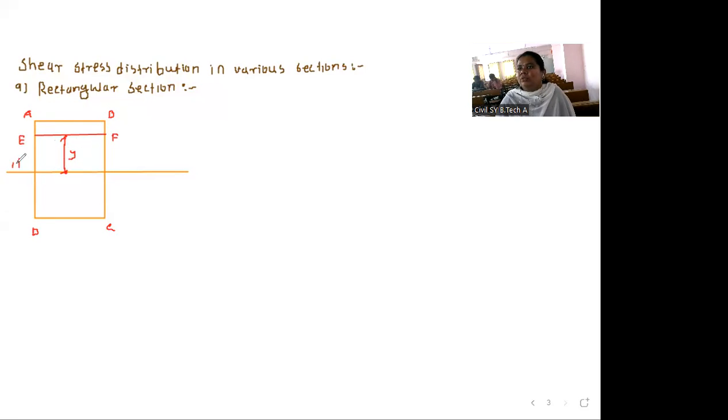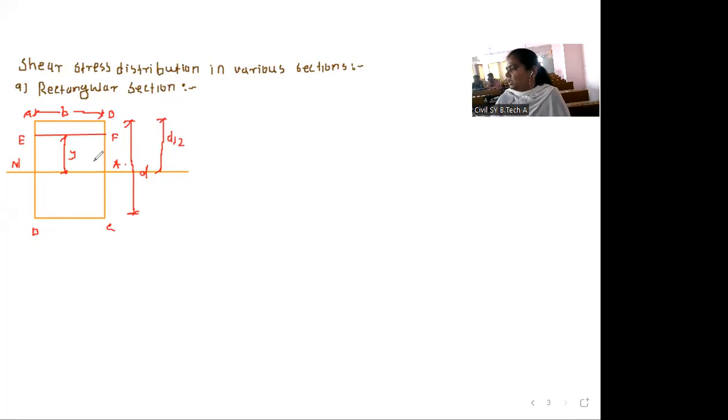This is our neutral axis. This is the width of the section, and this is the total depth of the section, total D. When we divide it into two parts, this will come as D by 2 on each side. Now, please concentrate here. After that, you take screenshots, because writing is not important, concept clarity is very important.